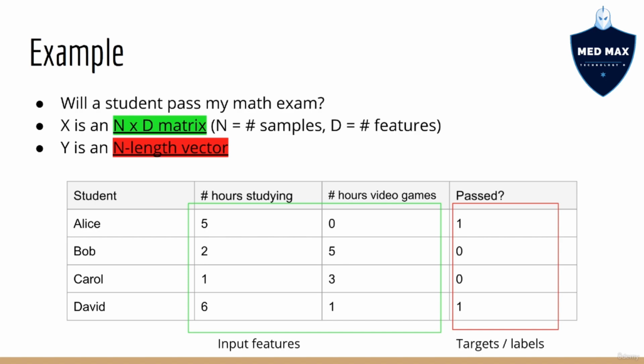Y would be whether or not the student passed or failed, coded as 0 or 1. In general, we say that the X matrix is of size n by d, where n is the number of samples and d is the number of features. Y is just a one-dimensional array of length n, which you can also think of as a vector.